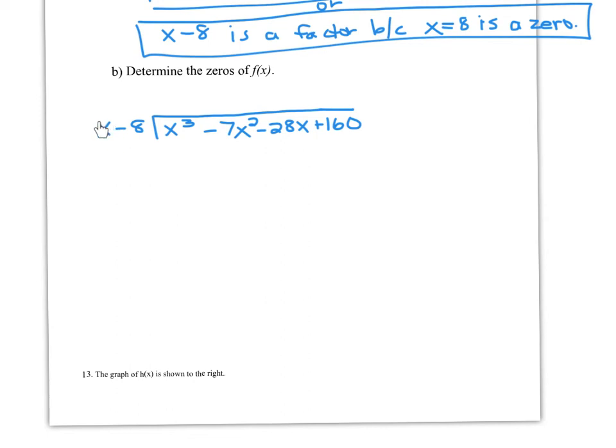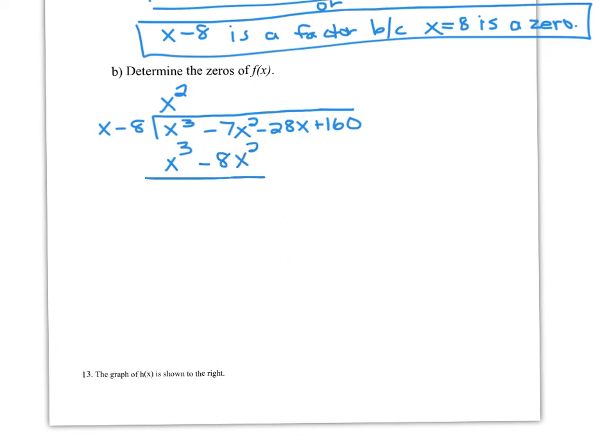You want to look at the first term outside the division bar and the first term under the division bar and say, what do I multiply x by to give me x cubed? Well, I multiply it by x squared, so I'm going to put that right up here. And then I'm going to distribute: x squared times x is x cubed, and x squared times negative 8 is negative 8x squared.